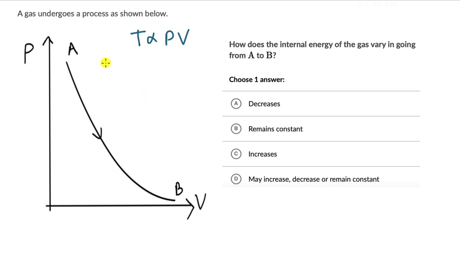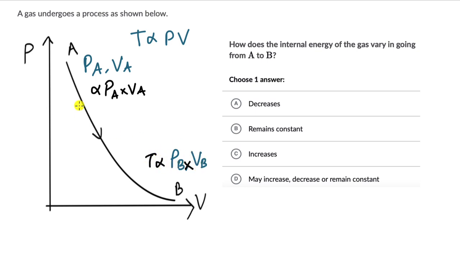Now here at point A, let's say the pressure is PA and the volume is VA. And at point B, the pressure is PB and the volume is VB. The volume is increasing, going from VA to VB, but the pressure is decreasing. So we can't really say anything about the product PV. The temperature at point A would be proportional to the product of P and V, so PA multiplied by VA. And the temperature at B would be proportional to PB multiplied by VB.